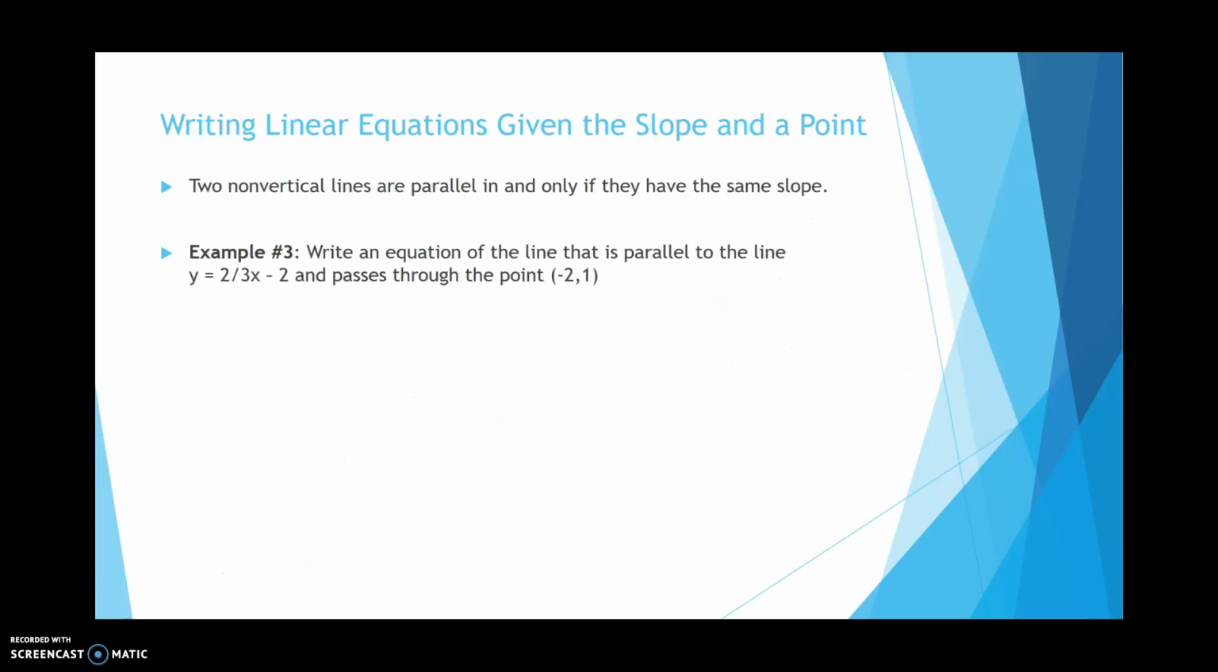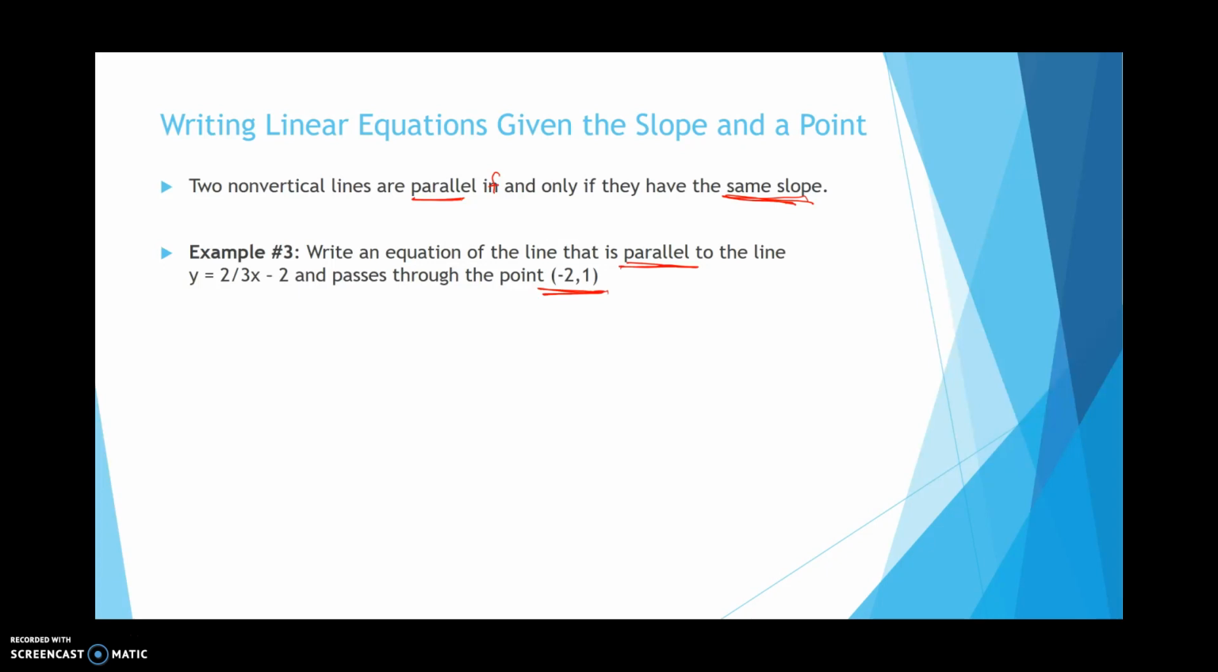Last example of this section, now we're going to work with parallel lines. So it says two non-vertical lines are parallel if, this should be if and only if they have the same slope. So parallel lines have the same slope. So what we're going to do here for example number 3 is we're going to write an equation of the line that is parallel, meaning have the same slope, to the line of y equals 2/3 x minus 2 and passes through this point here of negative 2, 1.